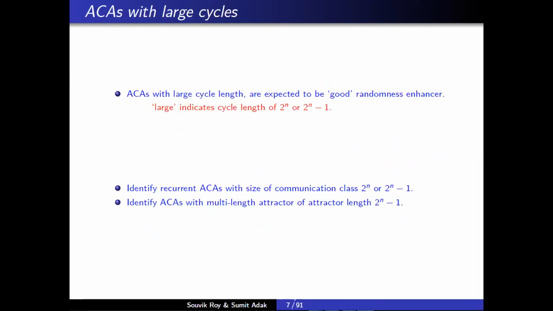So we're trying to find out asynchronous cellular automata (ACAs) that are expected to be good randomness enhancers with large cycle size, which is 2^n and 2^n minus 1. We identify recurrent ACAs with communication class size 2^n and 2^n minus 1, and we also identify some ACAs with a multi-length attractor where the attractor length is 2^n minus 1. So these two are in terms of finding large-cycle ACAs.